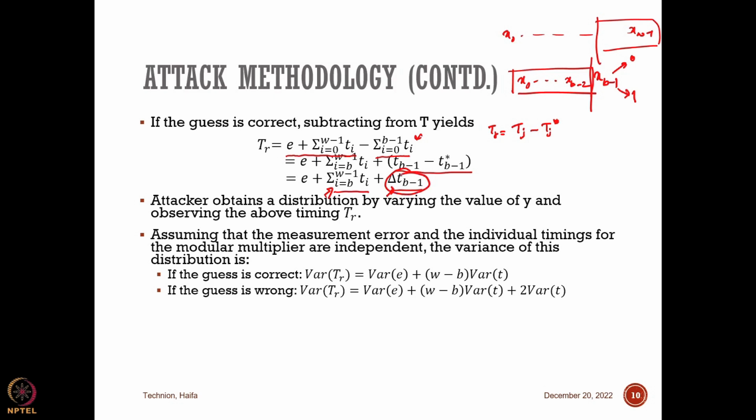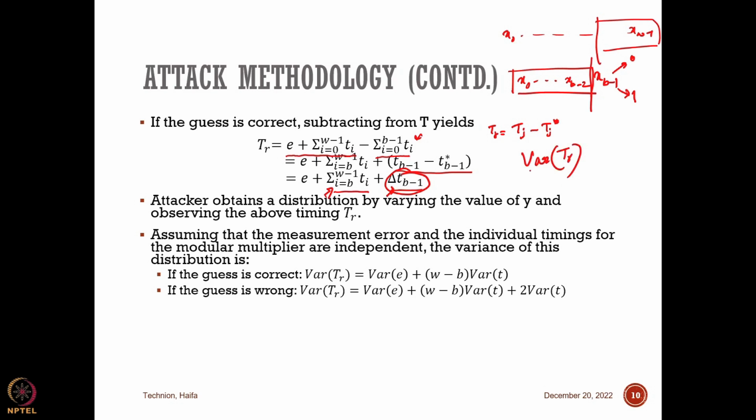Why? Because you have guessed exactly as the attacker did. On the contrary, if you have not done that, then that term will actually increase or contribute to your variance. So you will have more disturbances and the variance will increase. Therefore, what you do is calculate this TR, so you have statistics of TR, and you try to find out what the variance of this TR is.